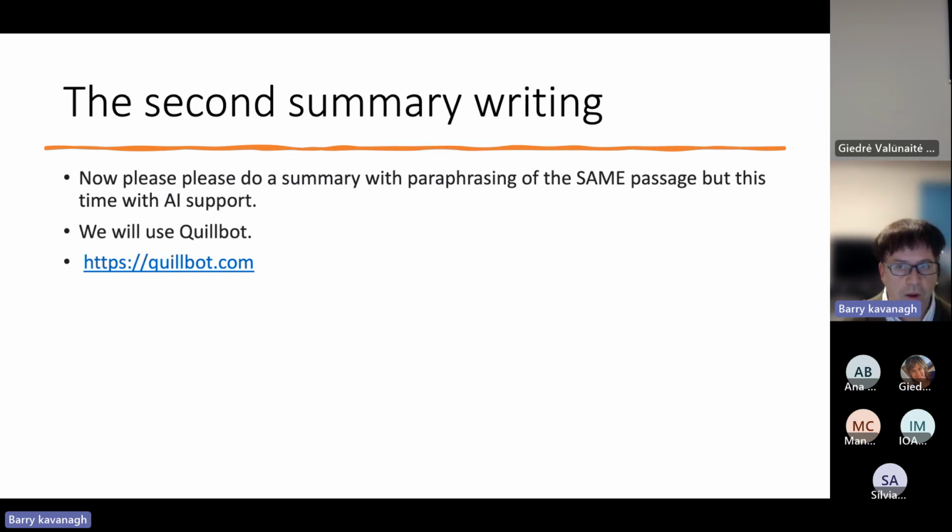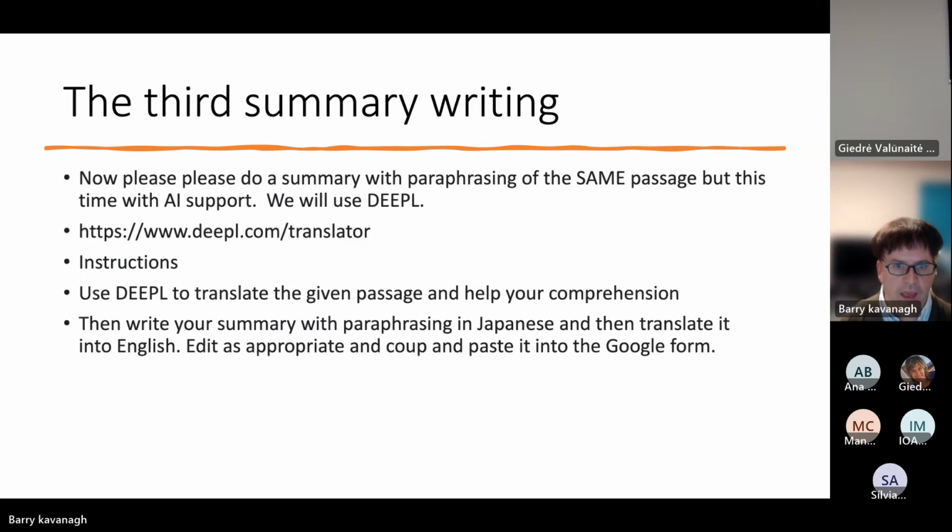We will use Quillbot. So I gave the students a tuition on Quillbot, on how to use it, and then I asked them to paraphrase the same passage, but this time with Quillbot support. And then the third summary writing, I asked them to use DeepL. Basic instructions were: use DeepL to translate the given passage, and this will help you understand it better. Then write your summary, paraphrasing in Japanese, and then translate it into English. And then look at the English version and edit it as appropriate, and then copy and paste it into the Google form. So everything was done in the Google form.